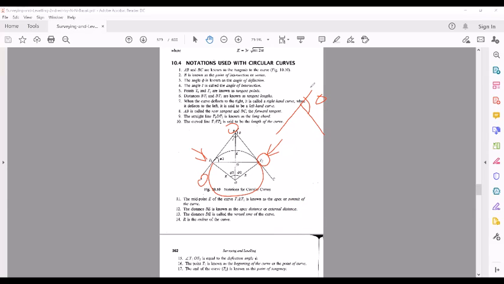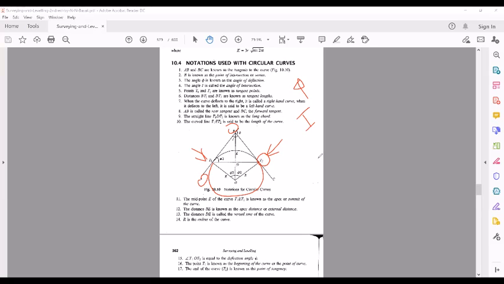So that angle phi is known as the angle of deflection, and the angle I is known as the angle of intersection. Usually when you design a curve, you are given either the value of the angle of deflection or the angle of intersection. But by either one, you can calculate the other one. You just subtract the value from 180 and you get the other angle.